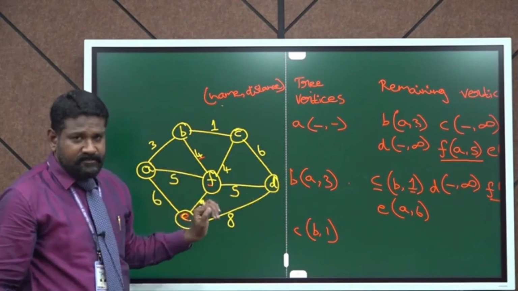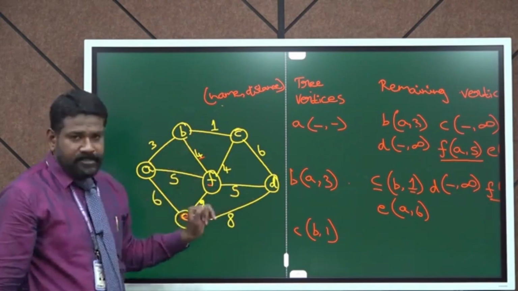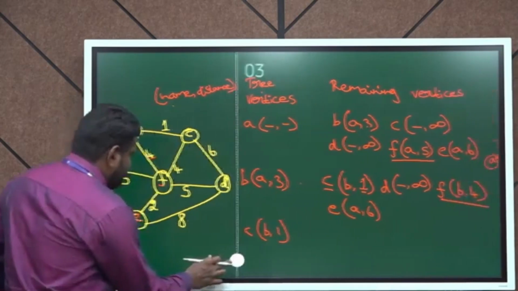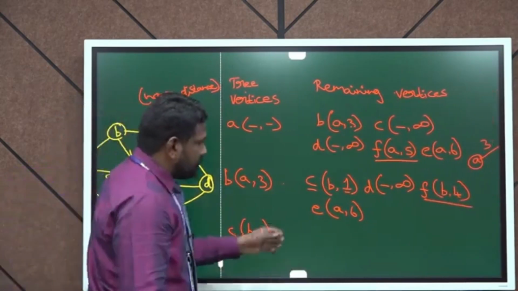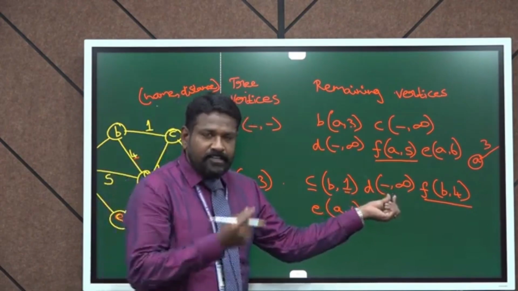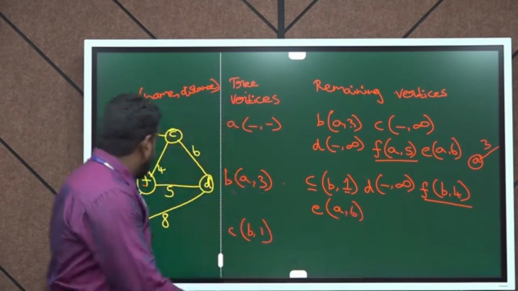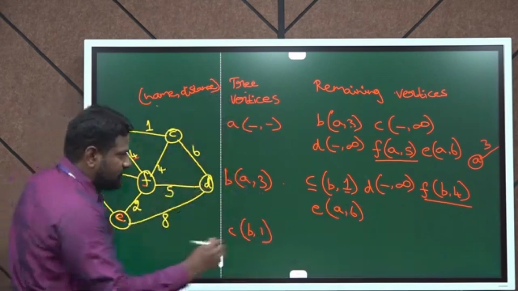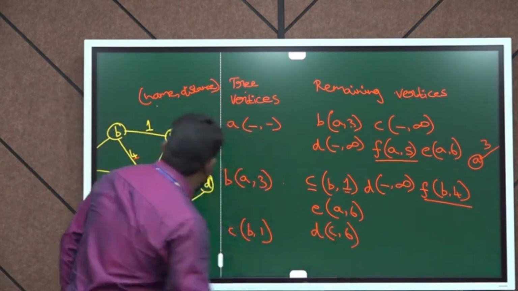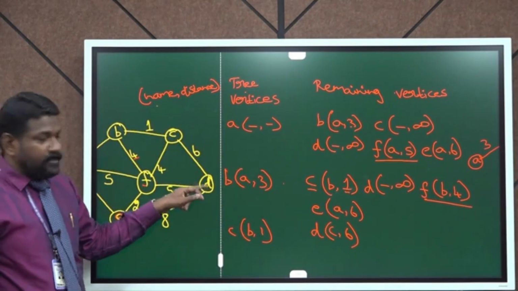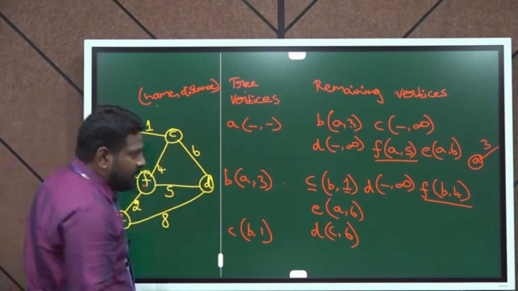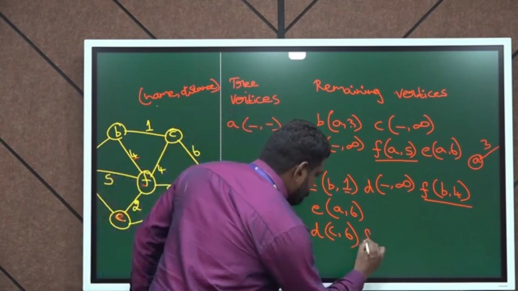We have 3 adjacent vertices. B and F are already visited. So we are going to compare with D alone. For D, up to now we do not have a direct edge from A and B, but from C we have an edge. So for D it is going to be C of C comma 6. For D we have an edge from C, and the weight value is 6.